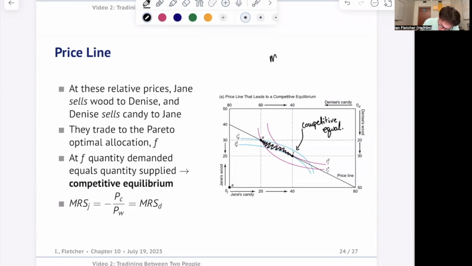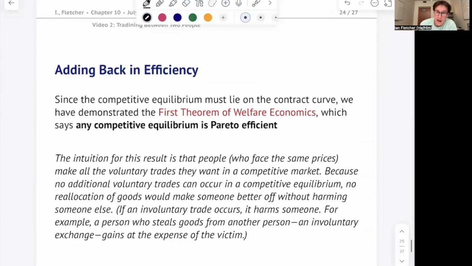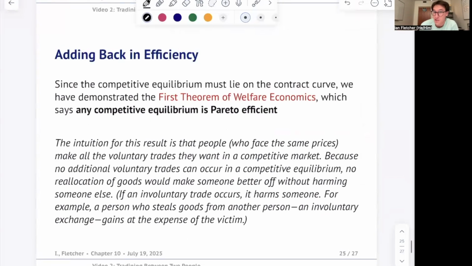So our marginal rate of substitution for Jane is still going to equal our marginal rate of substitution for Denise, but it is also going to equal the marginal rate of transformation between the two goods, which again is the negative ratio of prices. And so now we can add in this concept of efficiency back into this result. So since the competitive equilibrium must lie on the contract curve, we have demonstrated the first theorem of welfare economics, which says that any competitive equilibrium is Pareto efficient.